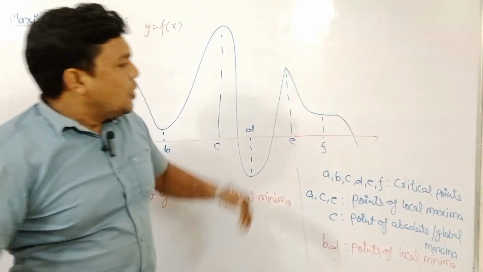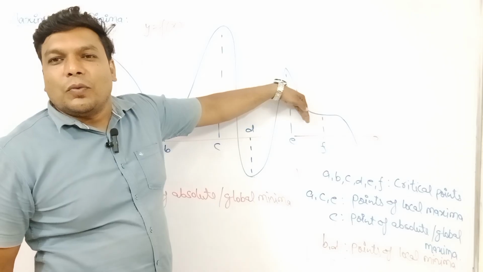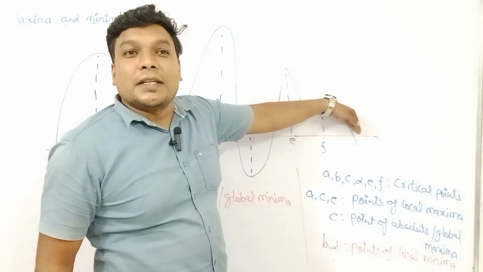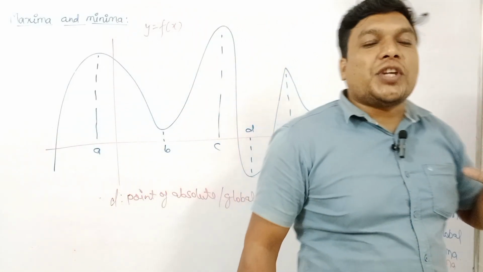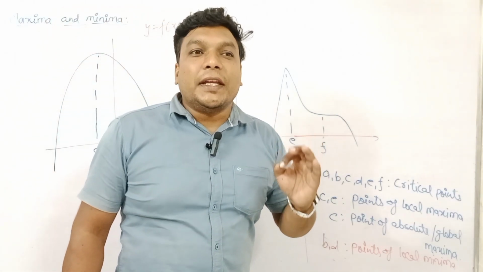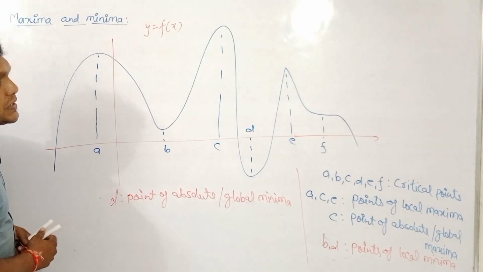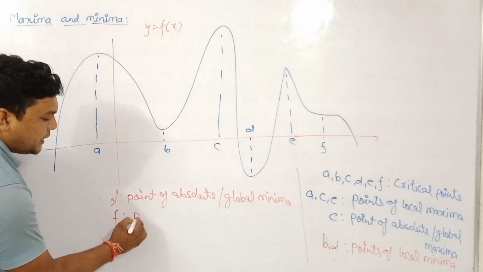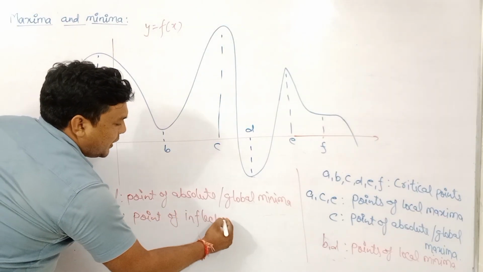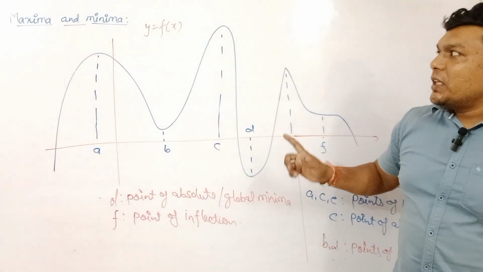Okay, now look here. At point F, just before, what is the slope of tangent? Negative. What is after F? Negative. That means the sign of f dash x does not change. So f dash x ka sign does not change. That means this is a point of inflection. This is called point of inflection. So what can you say about F? F is a point of inflection.